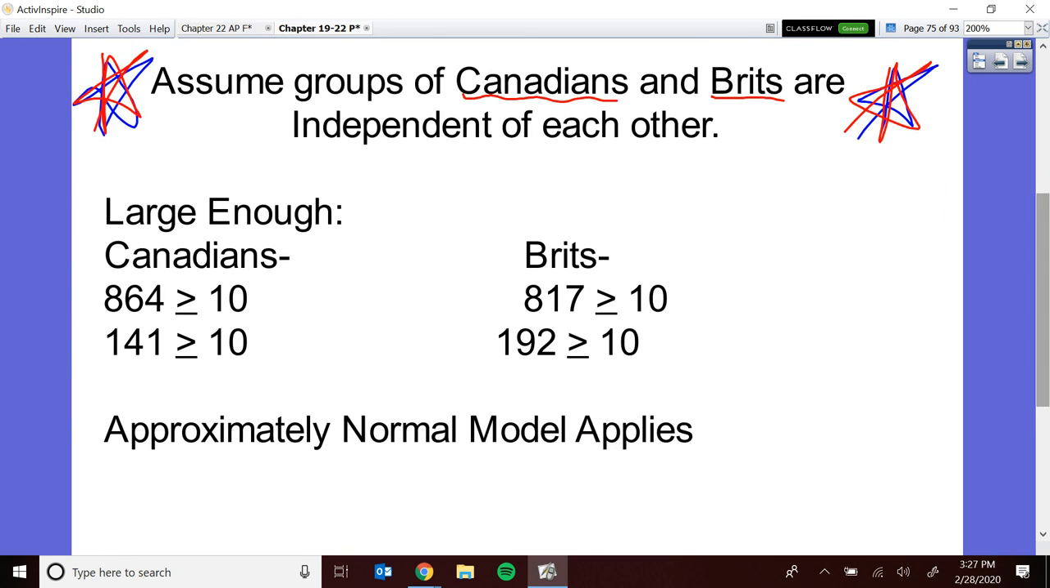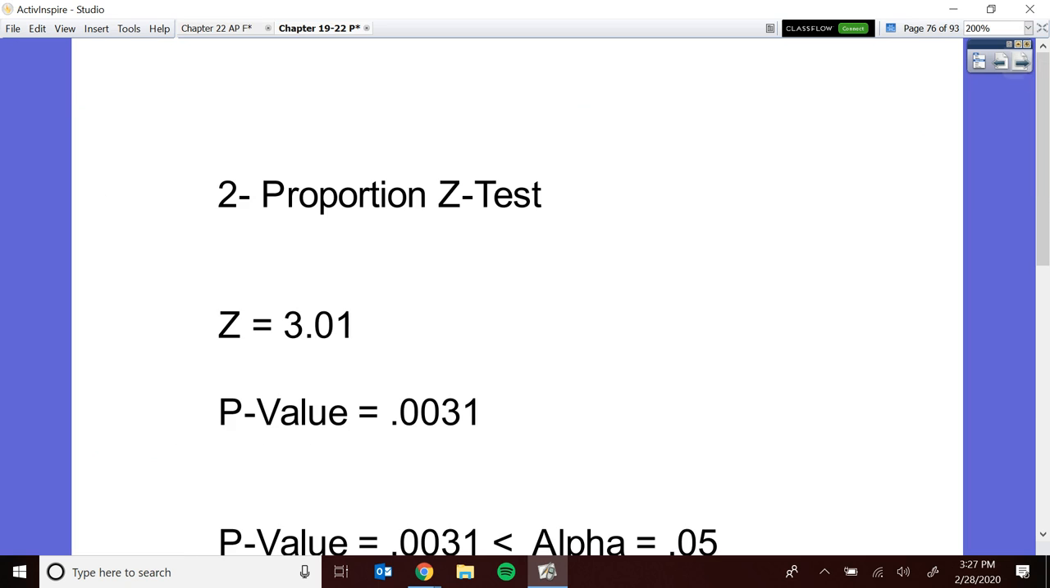Large enough. So I rounded. 863 is greater than or equal to 10 successes, and 141 is the failures. For the Brits, 817 is greater than or equal to 10, and 192 is greater than or equal to 10. So the approximately normal model applies. There are your assumptions. The name is a two proportion z-test.